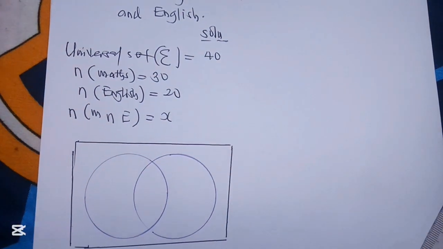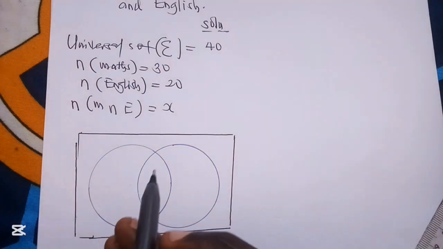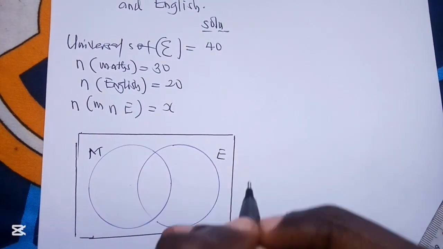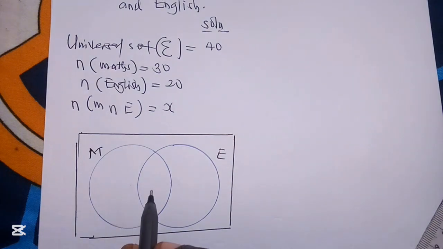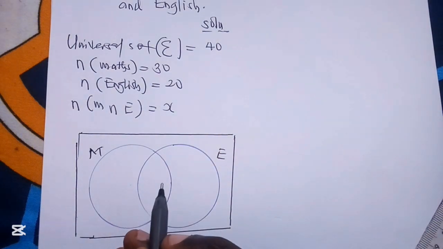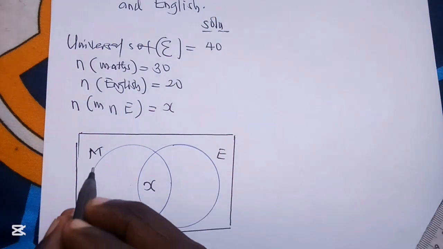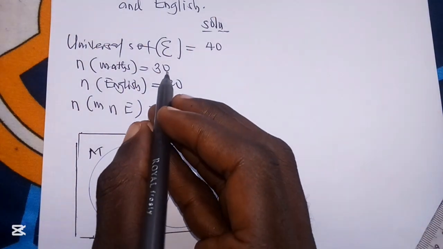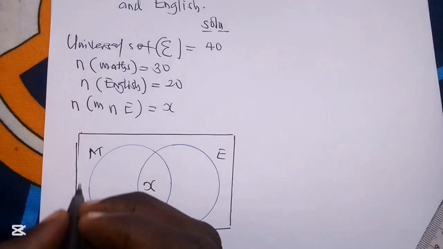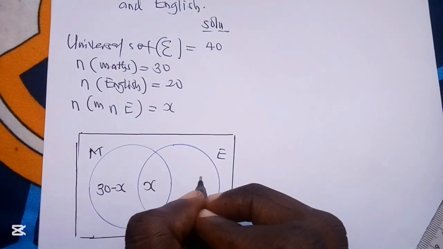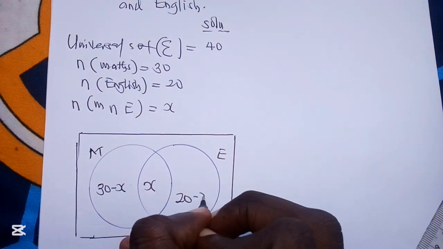Okay. Now from this, let's say this is math and this is English. We already express it as this is the point where the two sets meet. It means it's already been represented as X. Then for math, you have 30 students. Now if you want to have math only, you say 30 minus X. So 30 minus X. For English, you have 20, so 20 minus X.